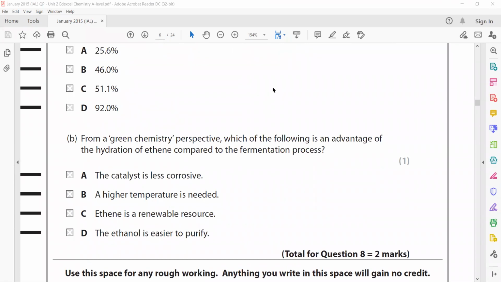From a greener chemistry perspective, which of the following is an advantage of hydration of ethene compared to that of fermentation? If you are doing hydration, what is the advantage? A catalyst is less corrosive. No, that's not the thing. A higher temperature is needed. That's not the advantage. Ethene is a renewable source. That's not a renewable source. Ethanol is easier to purify, because this is only giving you ethanol, so you can easily purify, so you don't have to carry out a purification technique. So this will make less use of energy comparatively for separation.